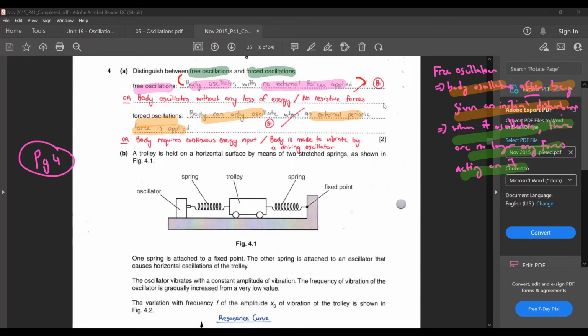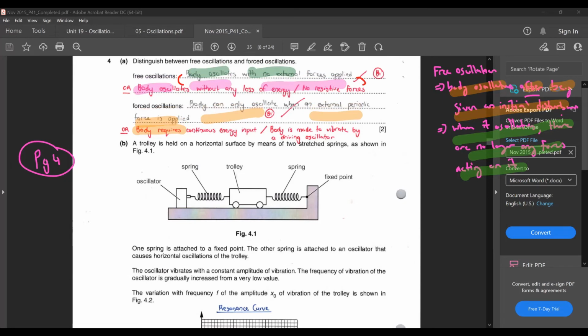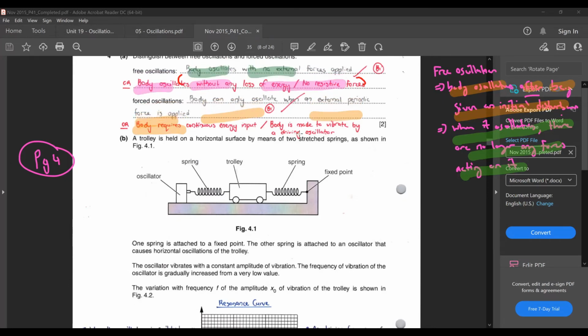Let me just clear off everything. Actually, I don't need to clear off anything for now. Now, if you look at part B, a trolley is held on a horizontal surface by means of two stretched springs, as shown. One spring is attached to a fixed point, and the other spring is attached to an oscillator that causes horizontal oscillation of your trolley.